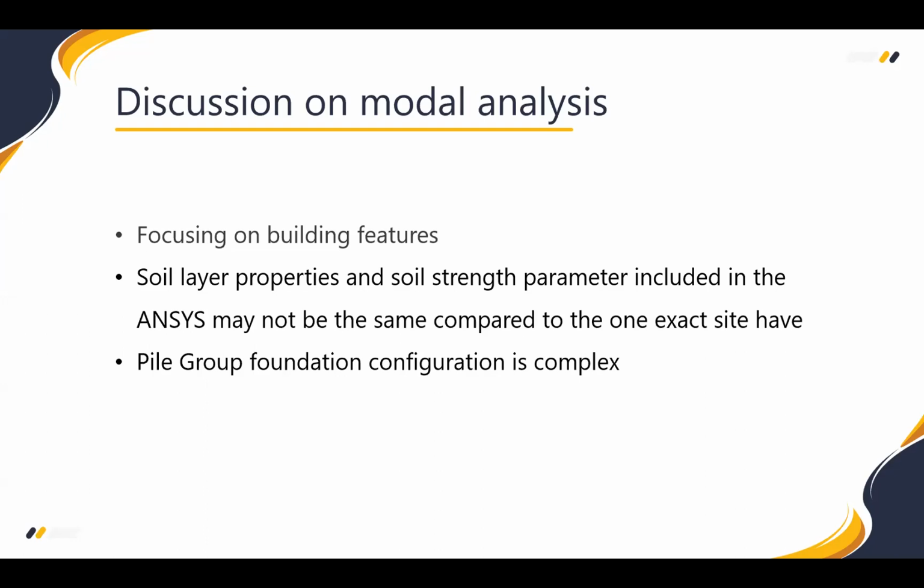Some soil layer properties and soil stress parameters, including friction angle and shear stress, are not considered in the ANSYS software, but we only input the modulus of elasticity of each soil layer into ANSYS. The next point is that the pile group configuration is complex. In reality, the Khalifa Tower was constructed on 200 piles in a pile group, but because ANSYS cannot solve a multiple mesh and give a solution, we simplified and adjusted the piles to fewer, larger diameter piles in the pile group.